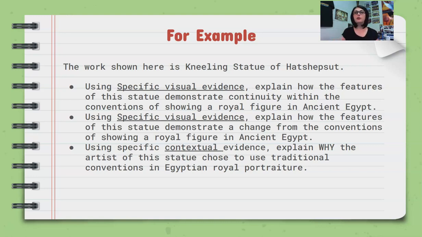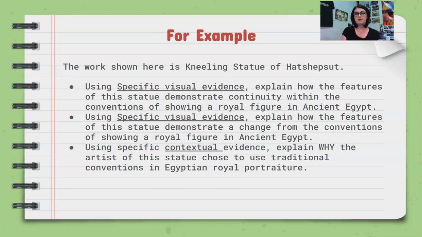So for example, if we were looking at Hatshepsut and the kneeling statue, what is a continuity in how they show a royal figure in ancient Egypt? Well, you can see that she has the traditional headdress on. You can see that there's very little negative space on her sides. You can see that it's made of a very tough material.